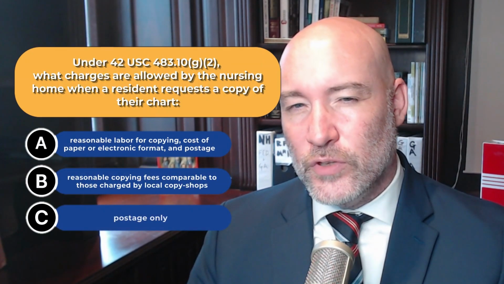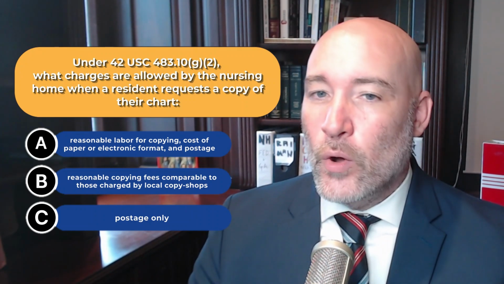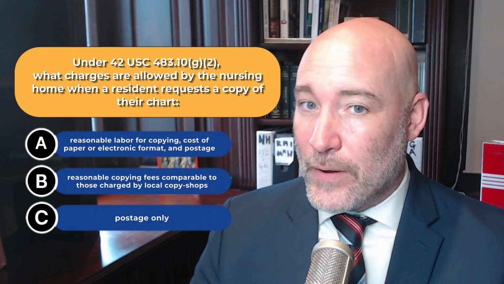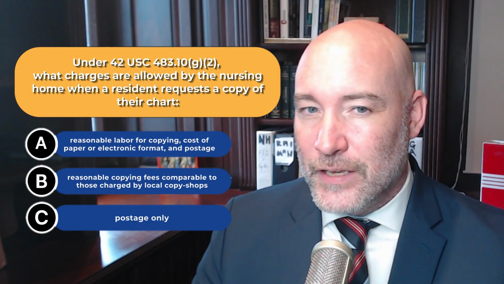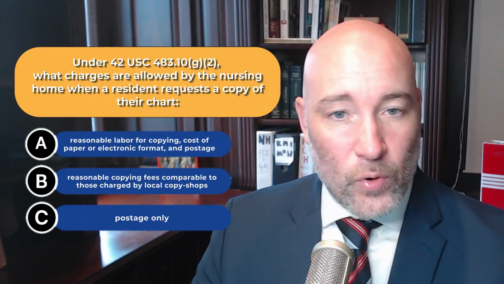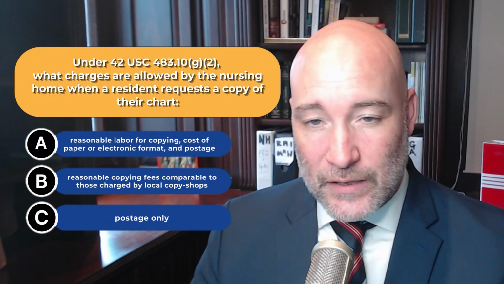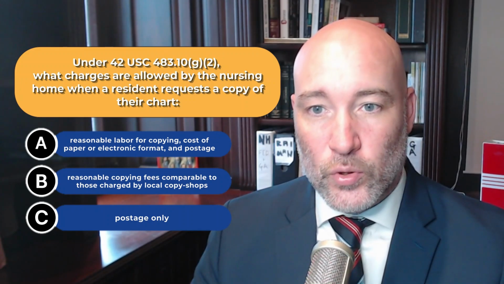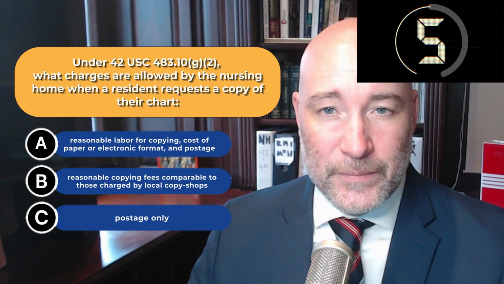Under 42 USC 483.10G2, what charges are allowed by the nursing home when a resident requests a copy of their chart? Is it A, reasonable labor for copying, cost of paper or electronic format, and postage? Is it B, reasonable copying fees comparable to those charged by local copy shops? Or C, postage only?